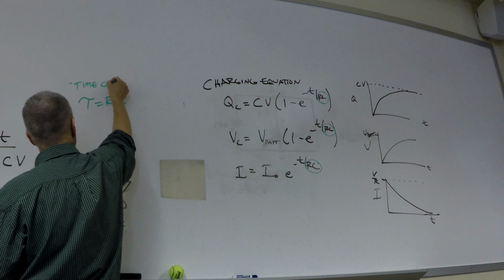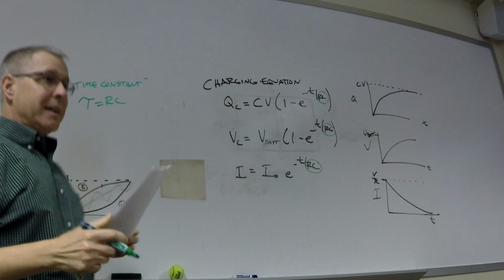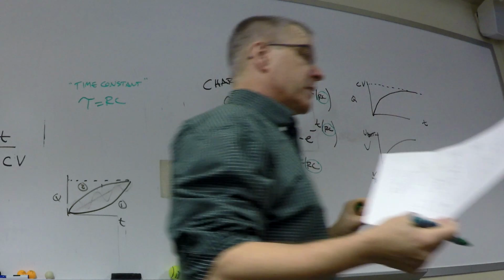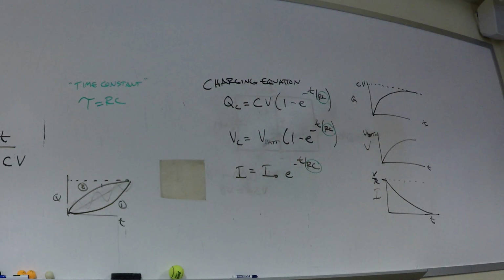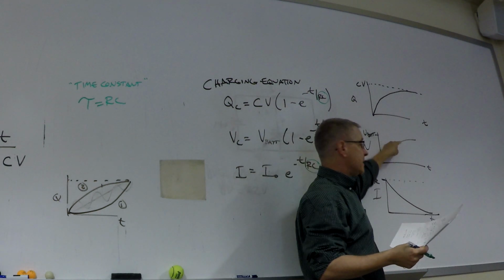And this is something you'll play with in that lab activity. The quantity R times C, the resistance of our resistor times the capacitance of our capacitor, is called the time constant. That's actually going to control how fast or slow this behavior happens.